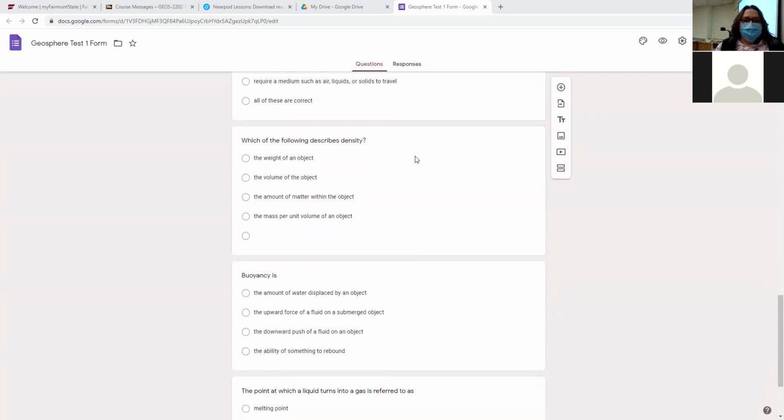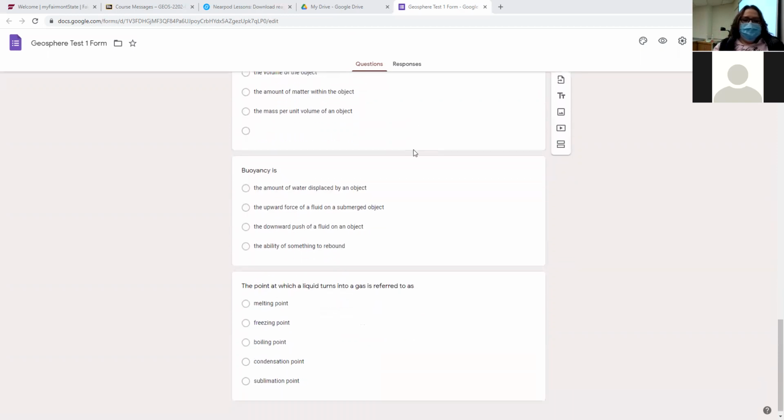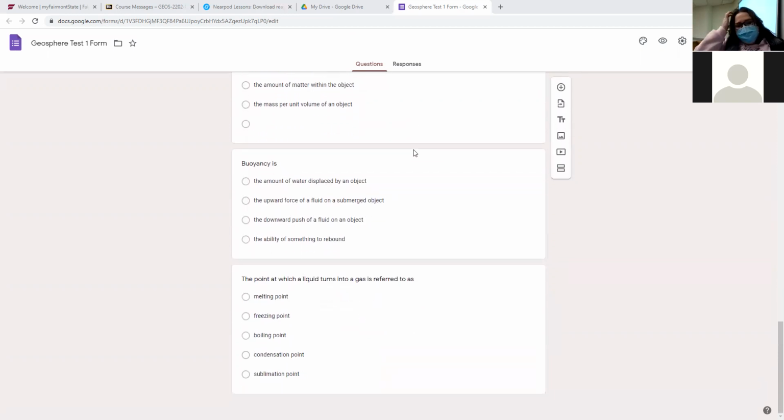What is density? It's mass per unit of volume. Grams per centimeter squared, or grams per milliliter. Buoyancy is just the upward force of a fluid. That fluid could be air, that fluid could be water, anything like that.